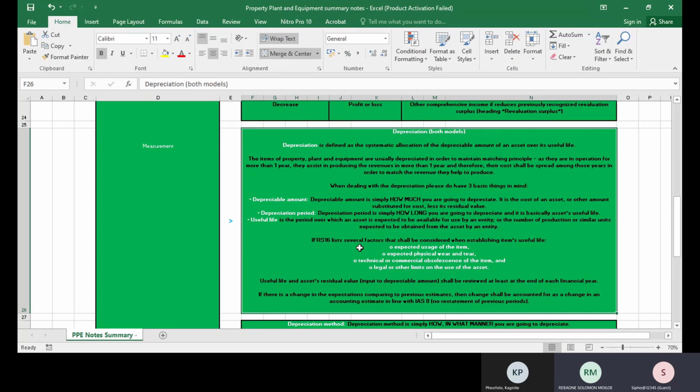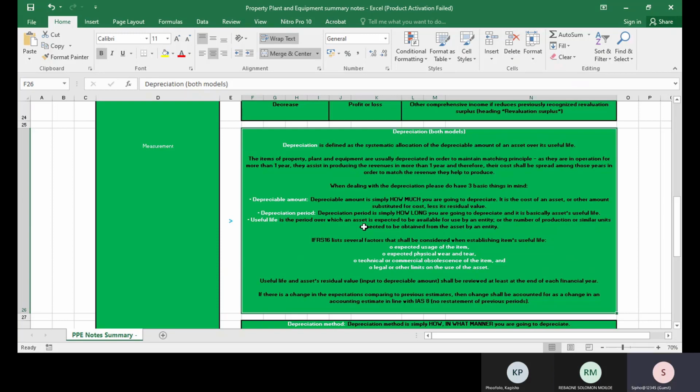When dealing with depreciation, please do have 3 basic things in your mind. I know depreciation sounds simple because it's just a matter of calculation, but just have 3 basic things in your mind. Before you calculate depreciation, you must know the depreciable amount. The depreciable amount is simply how much you are going to depreciate. It is the cost of an asset, or other amount substituted for cost, less its residual value. So you take the carrying amount, you minus the residual value, right?